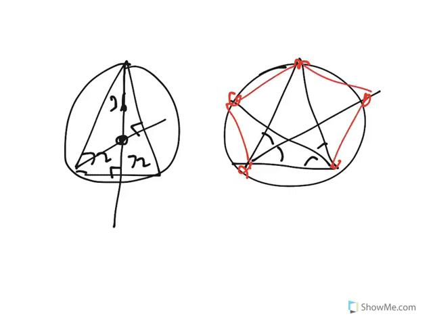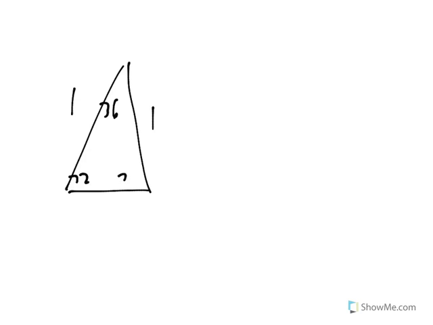So the question is, how do I make a 36, 72, 72 triangle? Well, here's a 36, 72, 72 triangle that has 1 as the two legs. I want to see what the base of that would be. If I draw an angle bisector right here, I end up with the small triangle being 36, 72, 72, and the big triangle being 36, 36, 108.